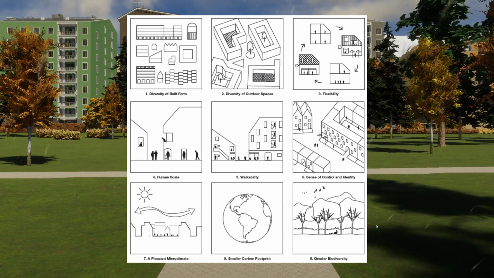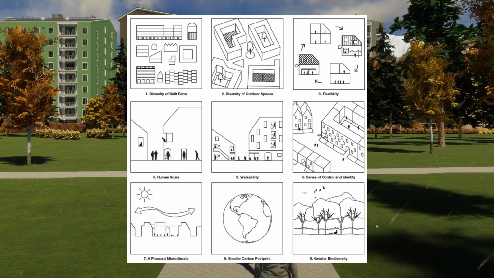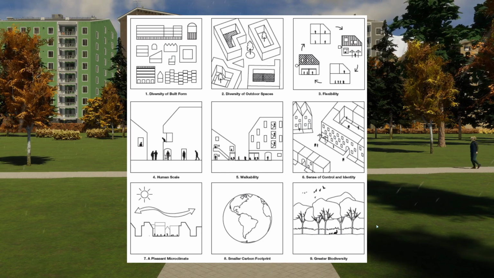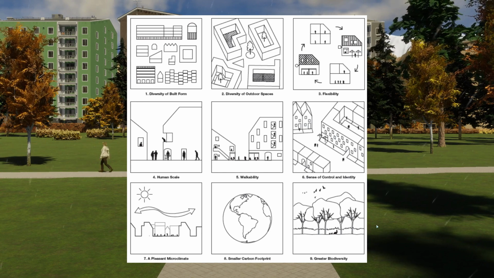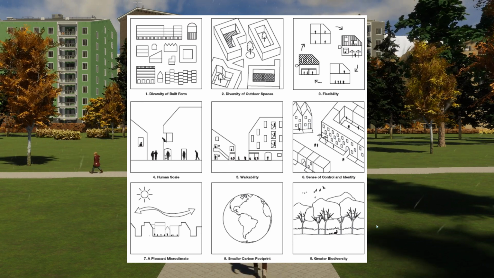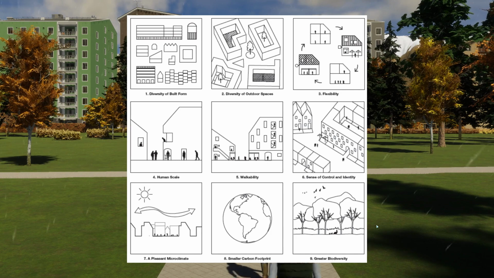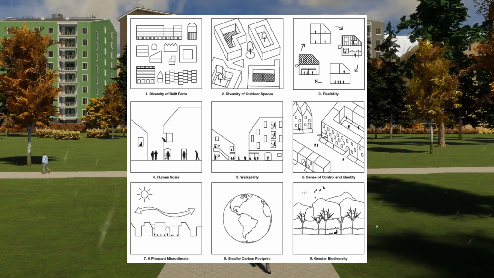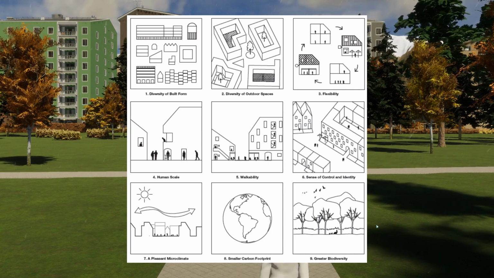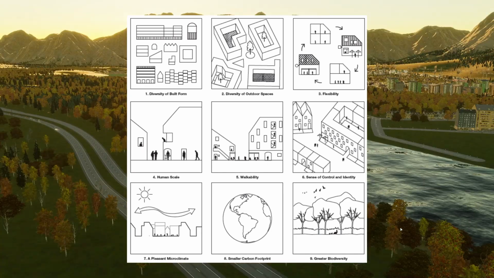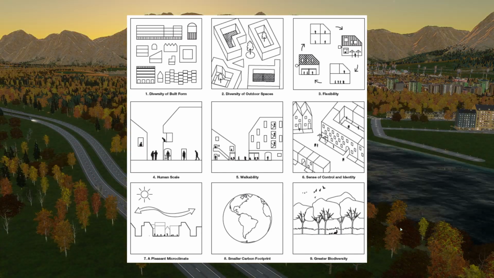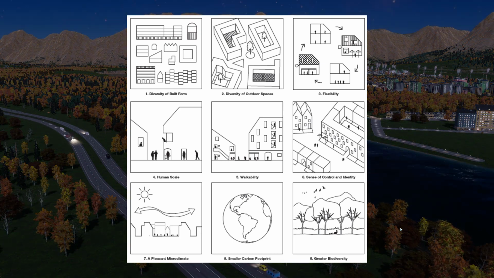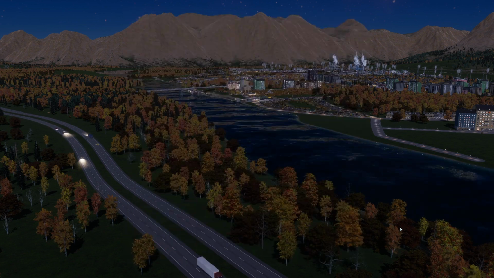1. Have a diversity of built form from living to learning to recreation. Diversify your outdoor spaces with spaces that are multi-purpose and have a hybrid inside-out approach with spaces that connect buildings seamlessly to the outdoors. Be flexible, arrange your city to a human scale and make as much of your city walkable as possible. Have a city that has a sense of identity, a pleasant microclimate if possible, a smaller carbon footprint, and bring nature to your city.